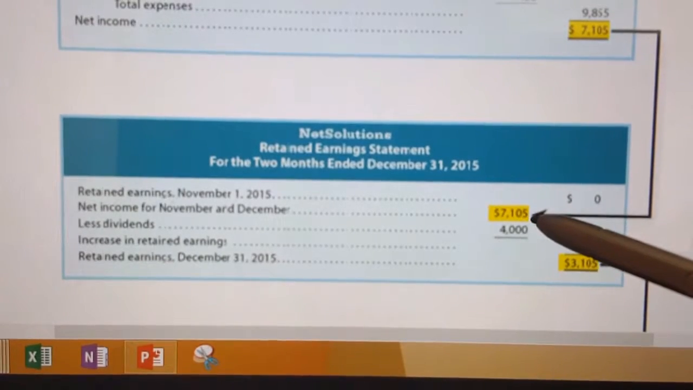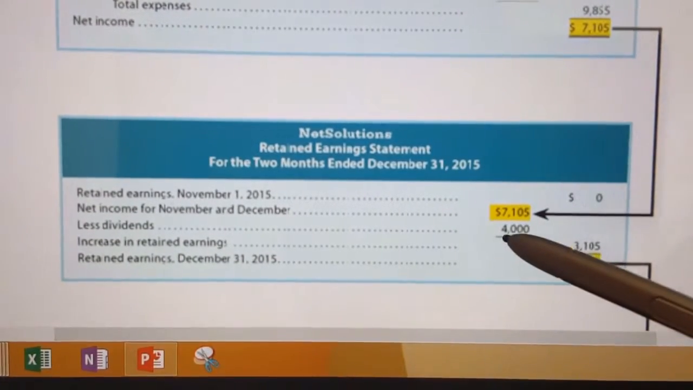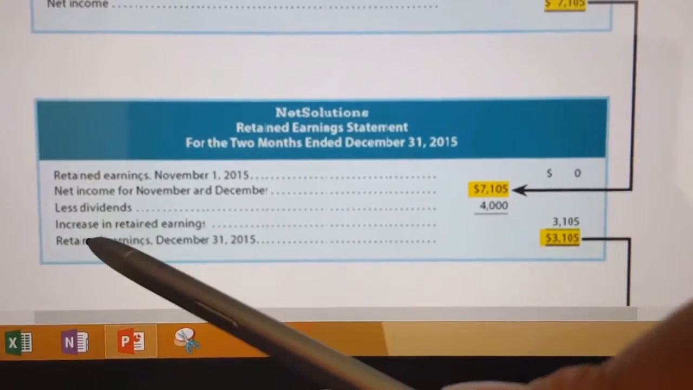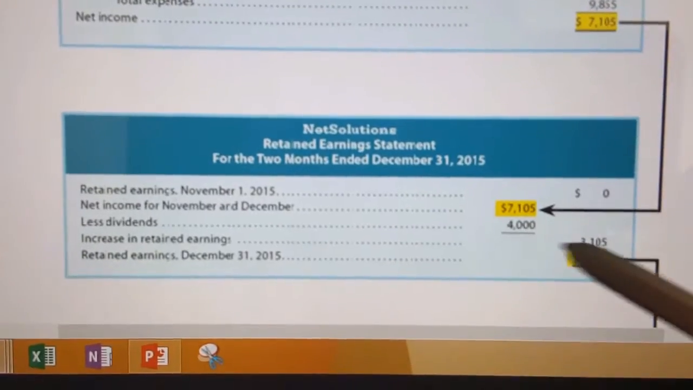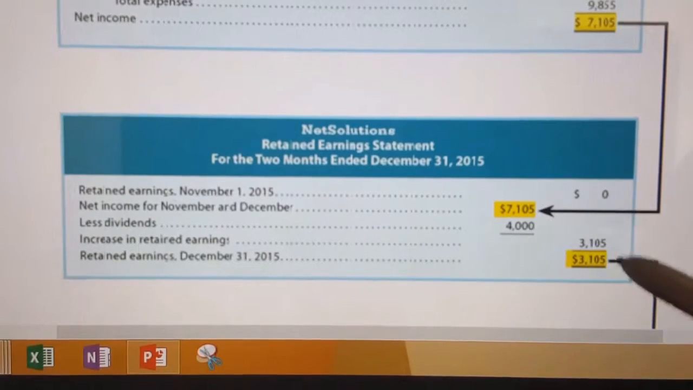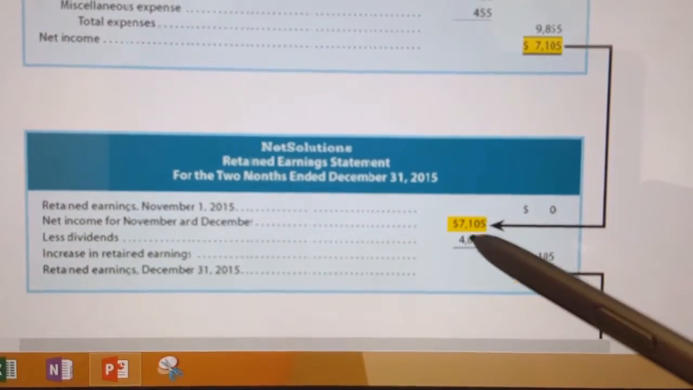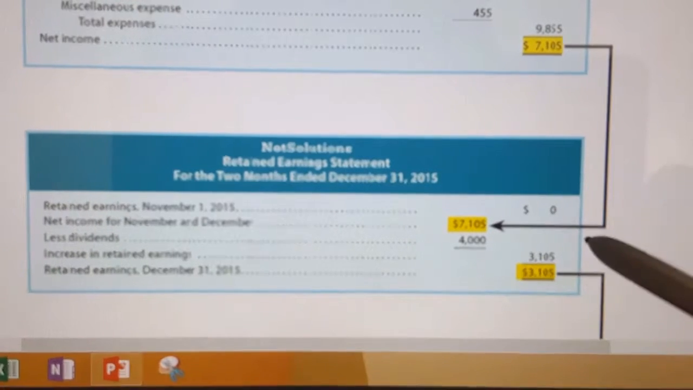So 7,105 minus 4,100. How do I know it's minus? Because it says less, right? Equals, single underline, $3,105. Now we remember we put our answers either below or to the right.